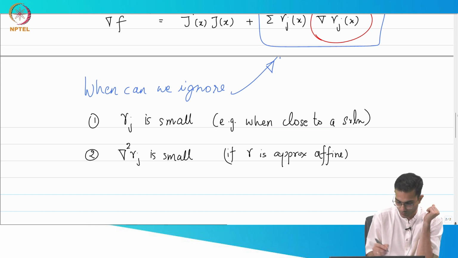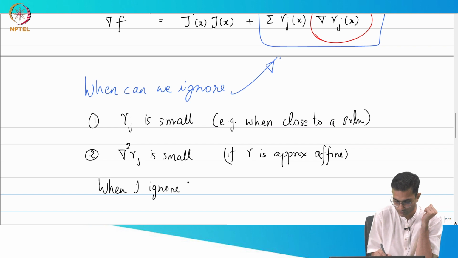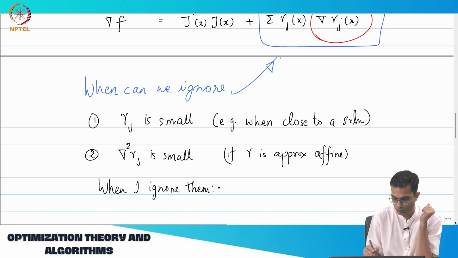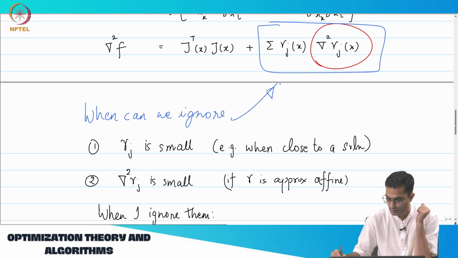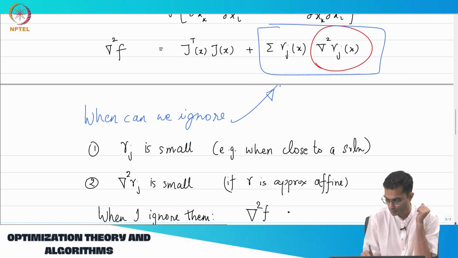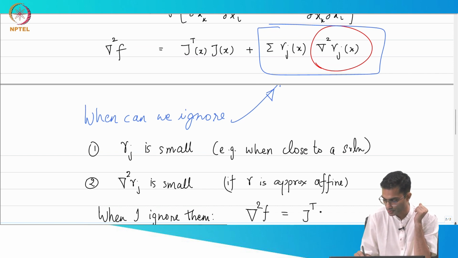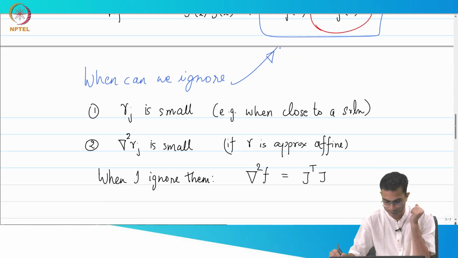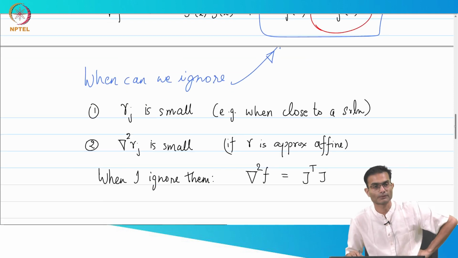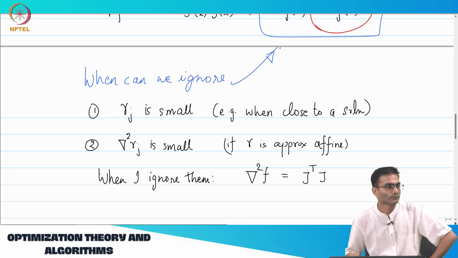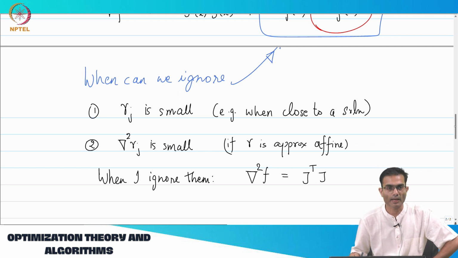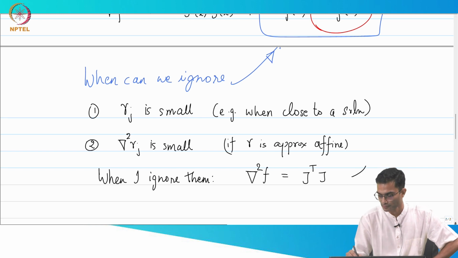And when I ignore them, what do I get? I get that the Hessian simply becomes J transpose J, because the second term is gone, and this is what is called in the literature as linear least squares.